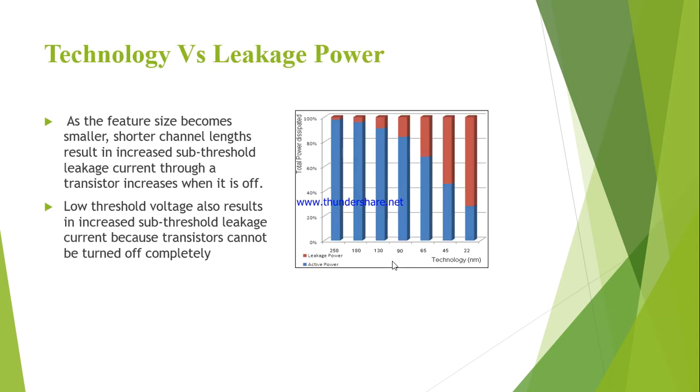Then this is the part of technology versus leakage power. In this, as the feature size becomes smaller, shorter channel length results in increasing sub-threshold leakage current through a transistor when it is off. Another point is that low threshold voltage also results in increased sub-threshold leakage current because transistors cannot be turned off completely. This is the graph of technology versus leakage, which is shown in the figure.